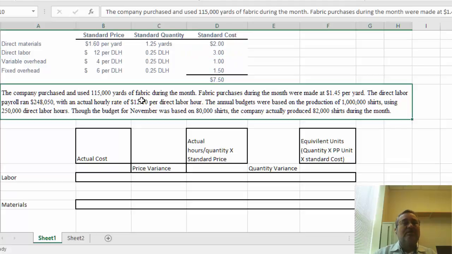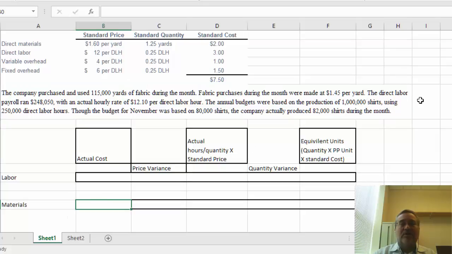Now let's look at the narrative that concerns us related to the variables of direct labor and direct materials. The company purchased and used 115,000 yards of fabric. Now that's very important. Some of the harder problems you may actually see beginning and ending inventory, but in this case we have no beginning and ending inventory. We purchased and we used 115,000 yards of fabric. We used this based upon $1.45 per yard. So there we're able to calculate our actual cost.